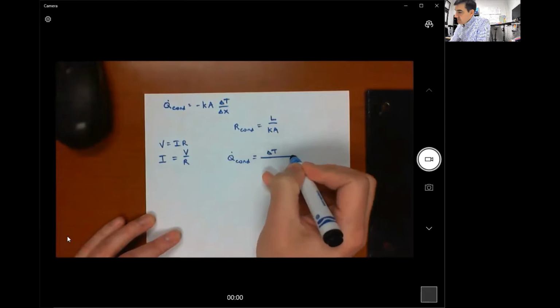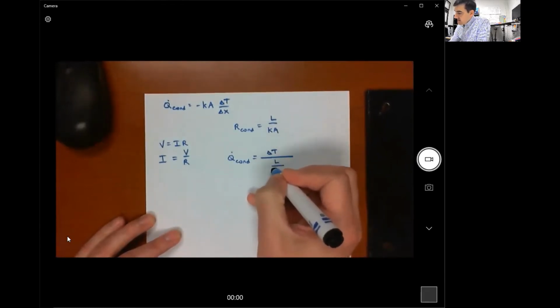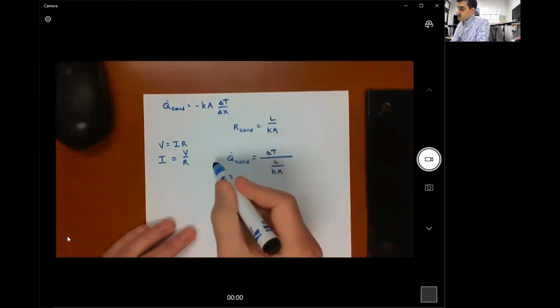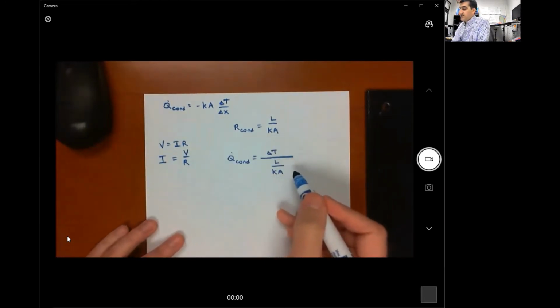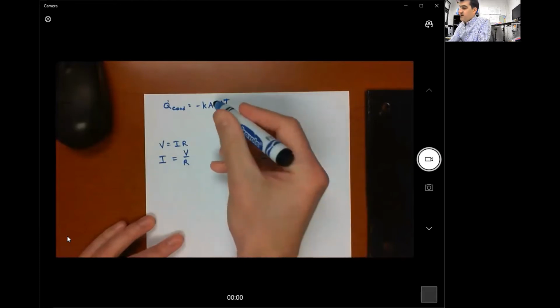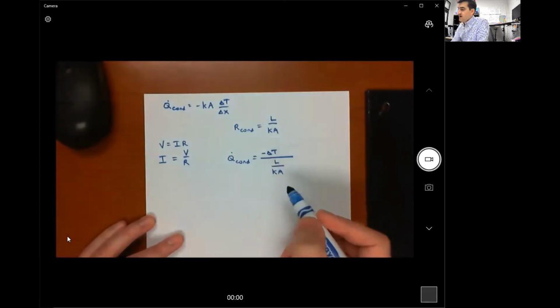And then we're dividing by our thermal resistance, which is L divided by Ka. So if we look at this and think about it, really, this is the same thing. Actually, I should probably put that negative sign in right here. This is kind of an intermediate step, all right? There's that negative sign.